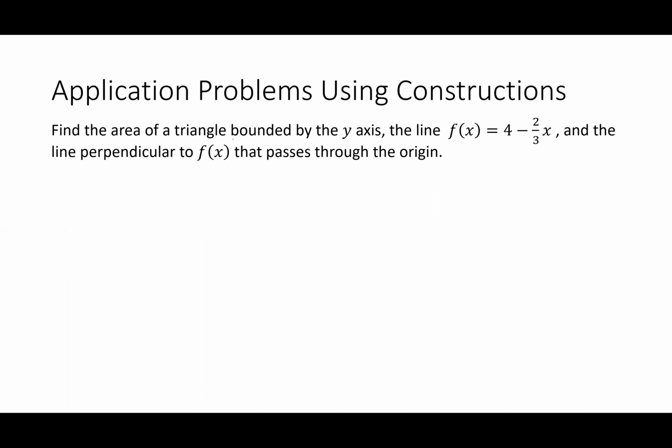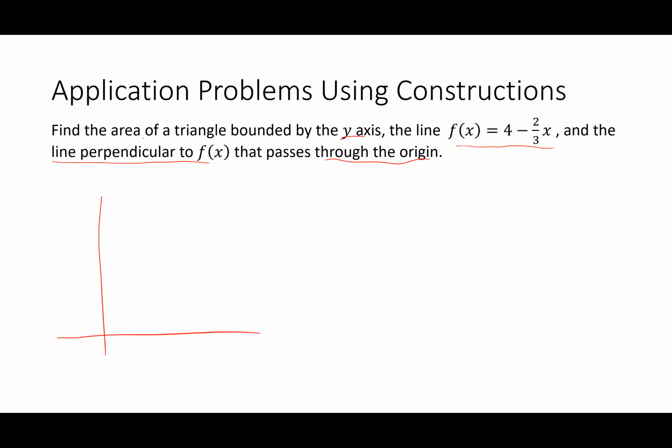We're going to find the area of the triangle bounded by the y-axis, the line f of x equals 4 minus 2/3 x, and the line perpendicular to f of x that passes through the origin. This problem is incredibly difficult without a drawing. So let's make a rough sketch. It doesn't have to be a beautiful sketch, just a rough sketch.